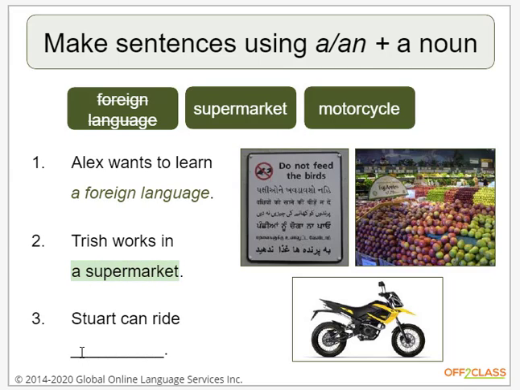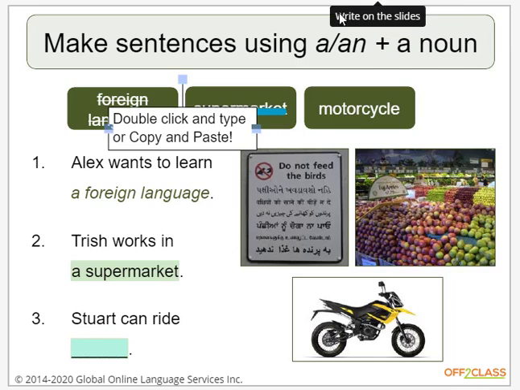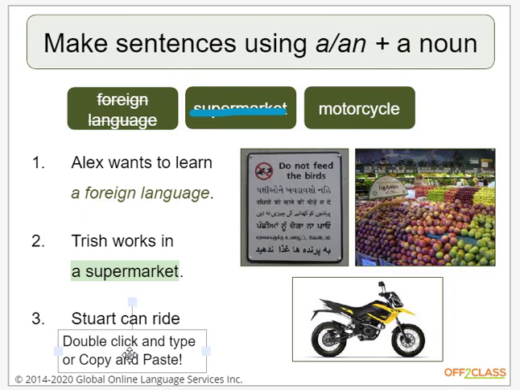What about Stuart? Stuart can ride blank, so it can't be a supermarket, right? So it has to be a motorcycle. So our next question is, Stuart can ride blank, is it a or an? It's a. I don't know why it's not working. Anyway, let's just read through it. So, a motorcycle.